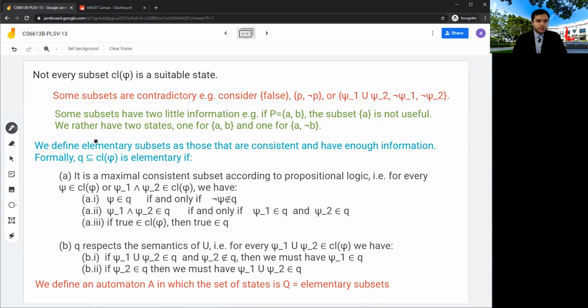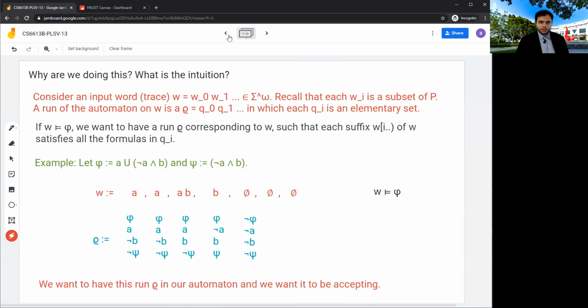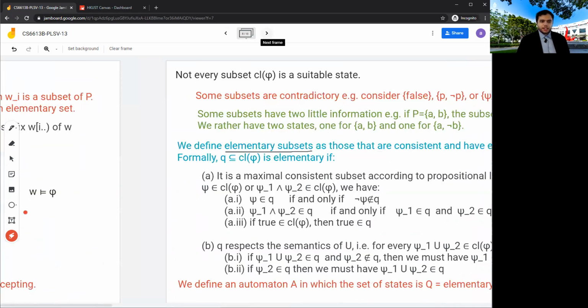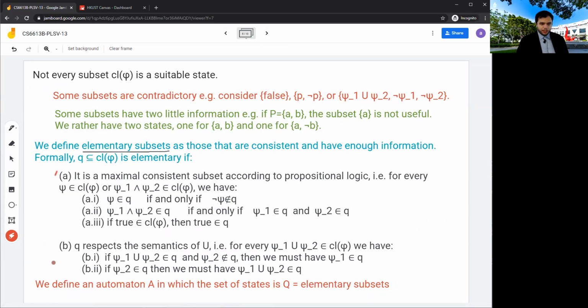And this is why we define something called elementary subsets. And elementary subsets are basically the subsets that don't have these two problems. So they always have enough information for us, and also they're not contradictory. Okay. So what is formally an elementary subset? An elementary subset is a subset of the formulas in the closure. So a subset of these formulas that we had here, such that it satisfies the following.